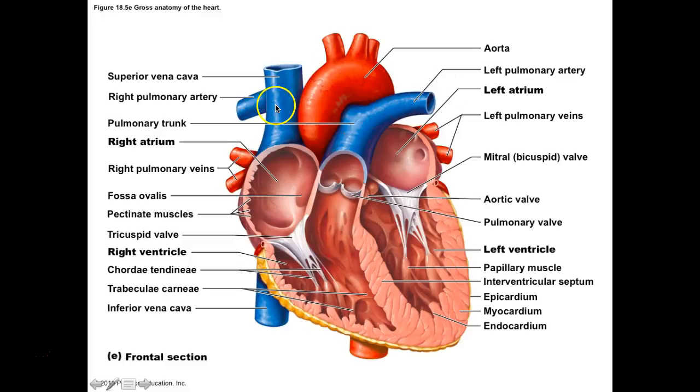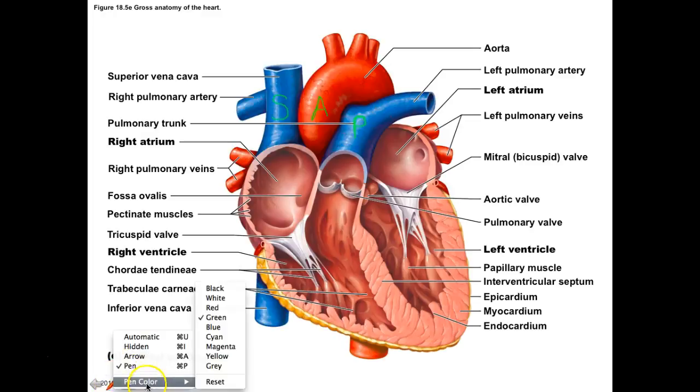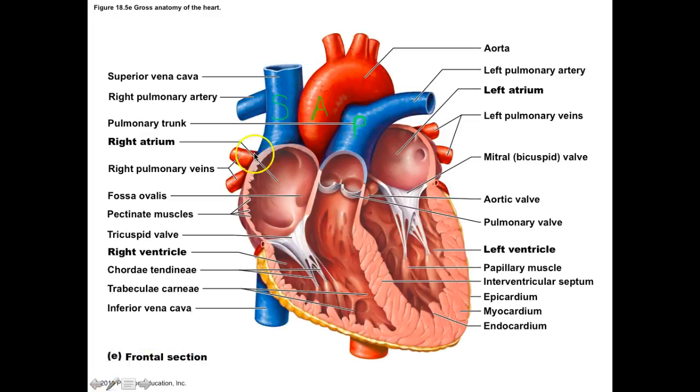So let's do a quick overview of some structures here of the heart. We've sliced the heart in half here so you can see just about everything, and this is a frontal section. So first of all, when you get into the lab, I always tell my students to sap the heart. Now, what does that mean? That means you look for S for the superior vena cava, A for the aorta, and P for the pulmonary trunk, okay? So if you sap the heart, you really help orientate yourself to where all your other structures are.